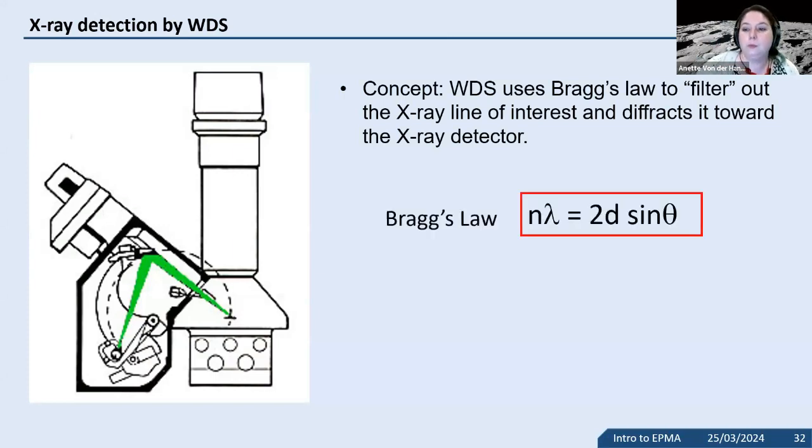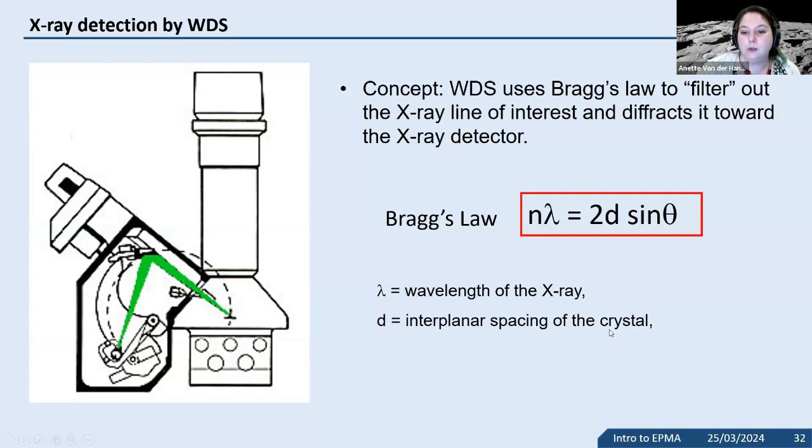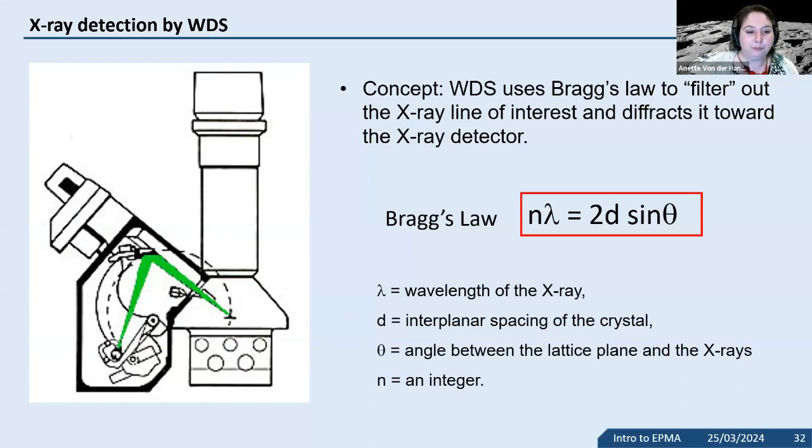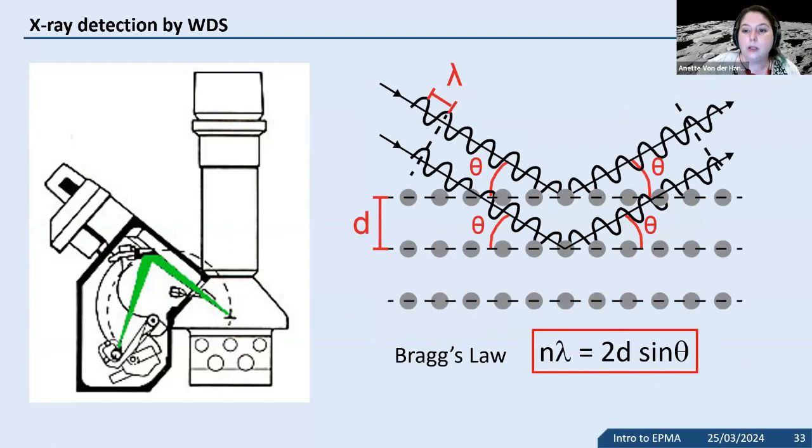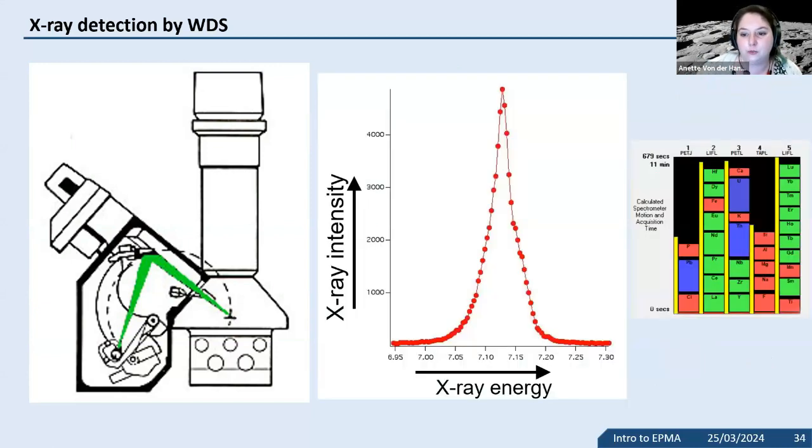Okay, so we use Bragg's law, n times lambda equals 2d sine theta. So we have the wavelength of the X-ray, the specific spacing of the crystal, and then very important, the angle between our sample, the lattice plane and the X-rays, but also the sample and the crystal. And so again, only the wavelengths of interest get diffracted out of the crystal. And so we can analyze that at a very high precision because we are also filtering out a lot of the background X-rays.